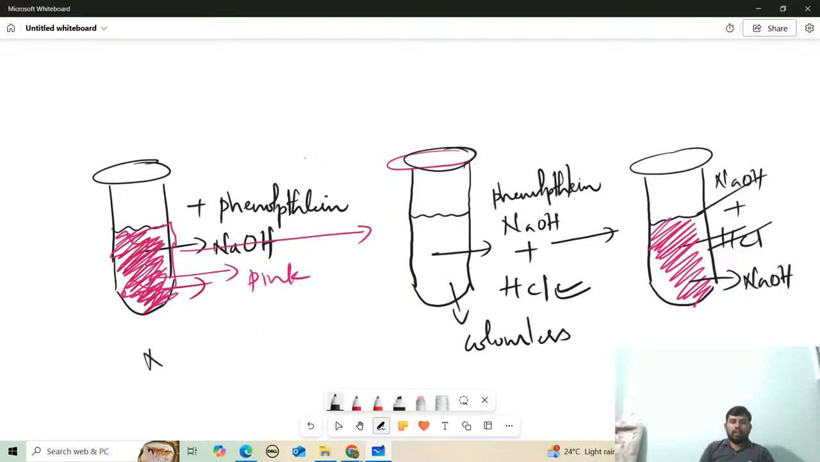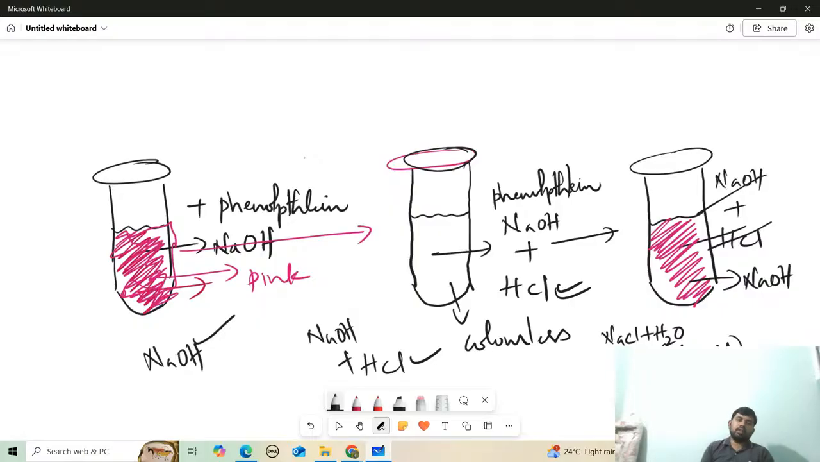Here NaOH is more. Here HCl is more. What is more here? NaOH is more. Okay. Now see, here we have NaOH plus HCl. Here we have NaCl plus H2O plus NaOH. NaOH is there, that's why the color is pink. Okay, let's remember.